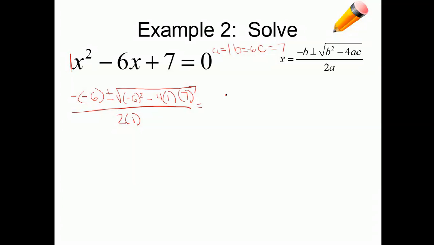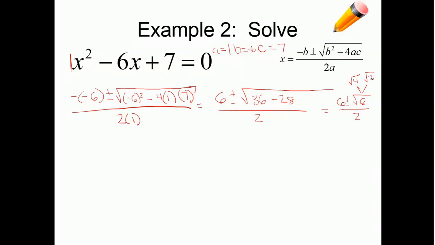So negative negative 6 just gives me a positive 6. So I'm at 6 plus or minus the square root, 6 squared is 36. Negative 4 times 1 is negative 4, times 7 is negative 28, divided by 2. So I'll get 6 plus or minus the square root of 36 minus 28, which is 8, all over 2.